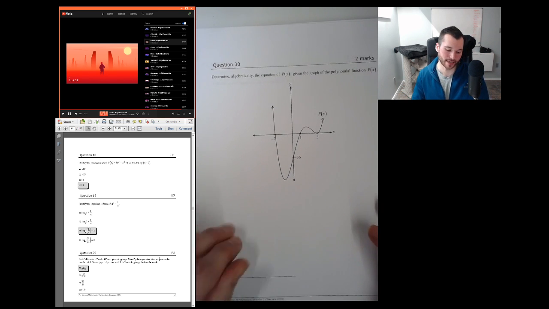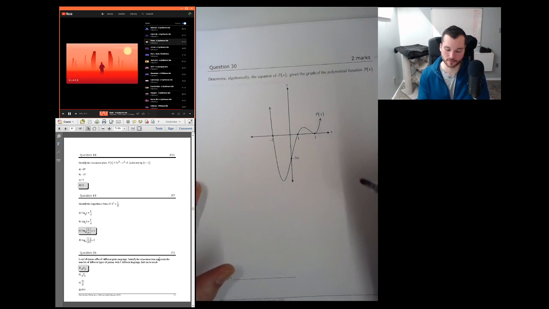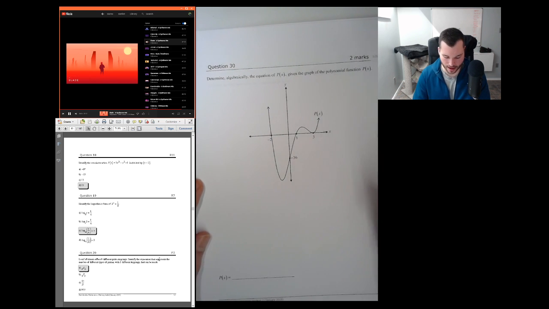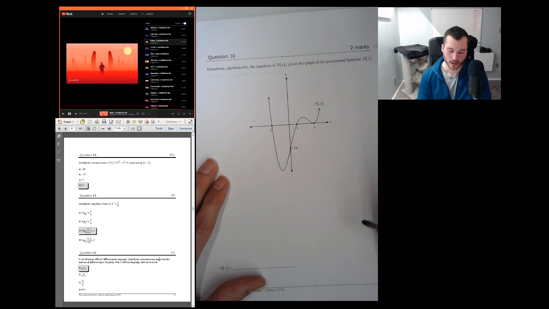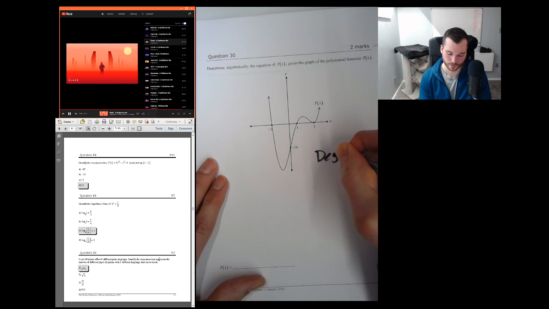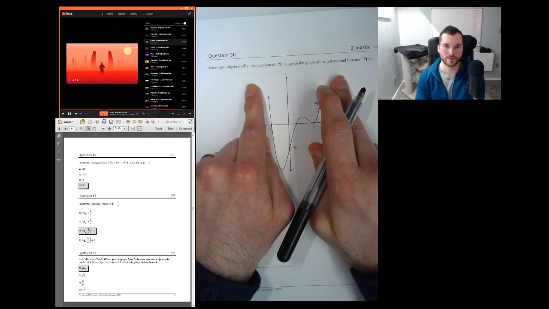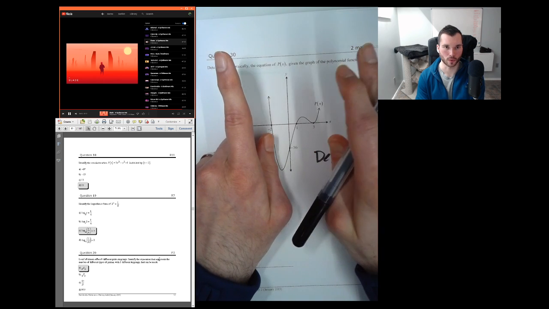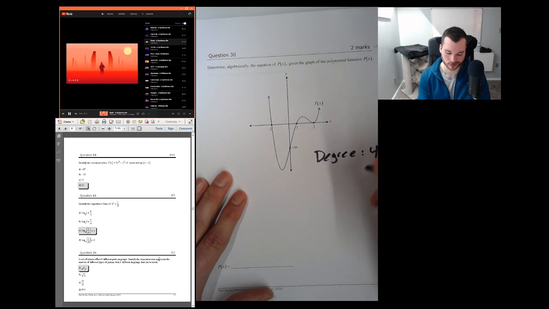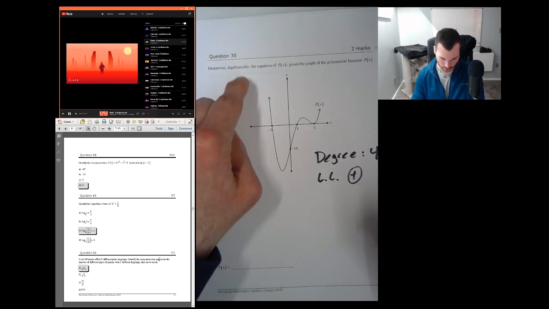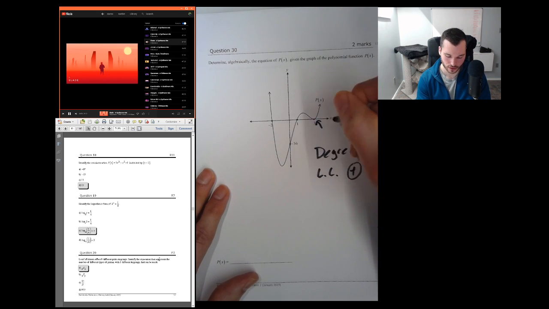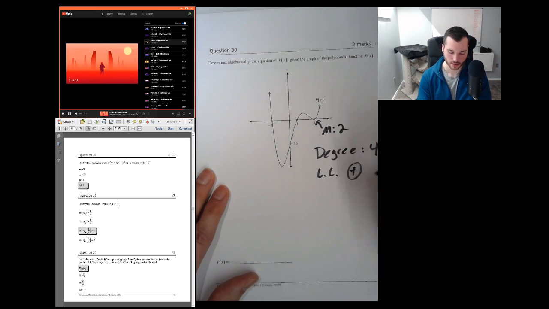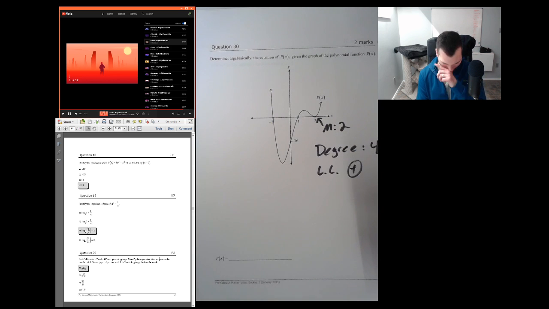Blitzing through. Determine algebraically the equation p of x of this graph. Okay. Well, check it out. Degree. It's got to be even because it's ending in quadrant 2 and 1, right? So degree 4. Leading coefficient is going to be positive because, again, 2 and 1 for that one. It looks like we got a multiplicity of 2 here. Multiplicity of 1, multiplicity of 1.